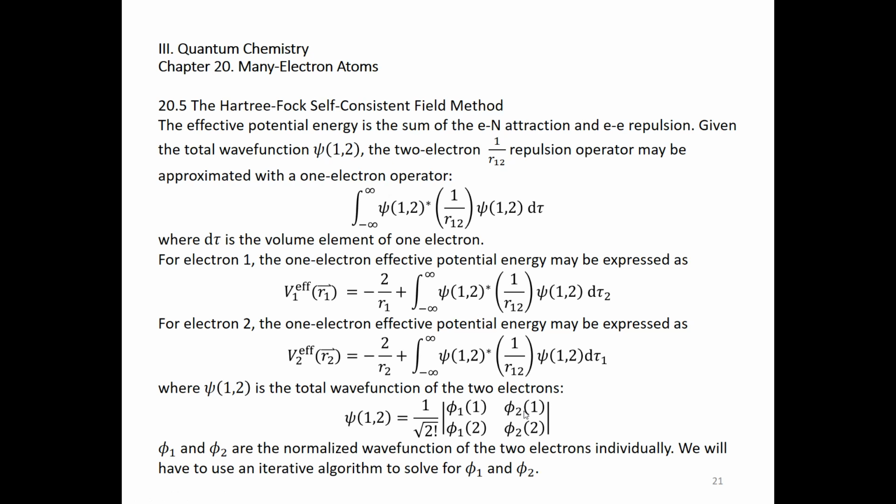But what are the expressions of phi 1 and phi 2? Shouldn't we solve the one electron Schrödinger equation for electron 1 to get phi 1? And then solve the one electron Schrödinger equation for electron 2 to get phi 2? Well, somehow we cannot do that because we do not even know what the effective potential energy operator is for electron 1 or for electron 2. Now we're stuck. Unless we know there exist some kind of iterative algorithms designed to solve this kind of problem.